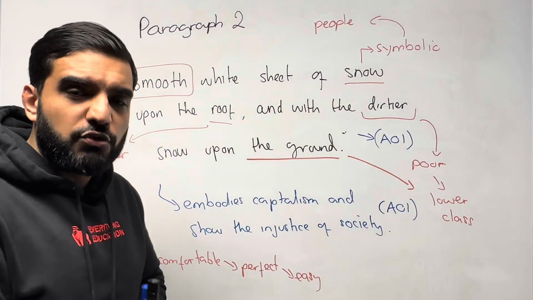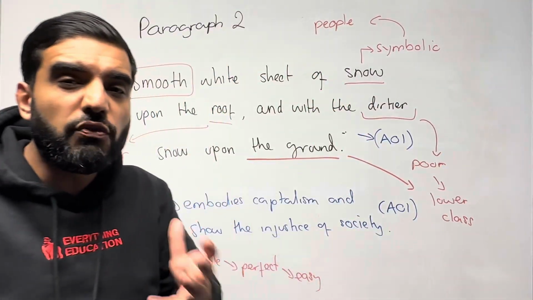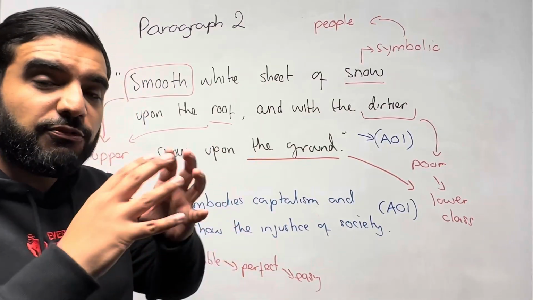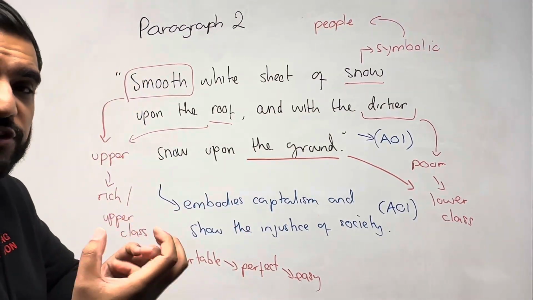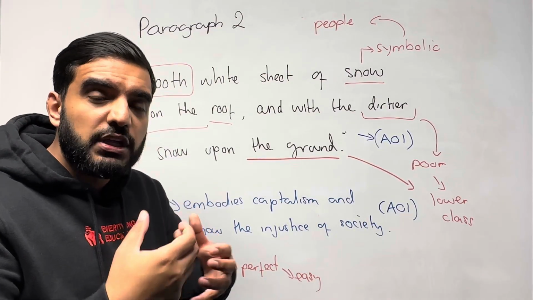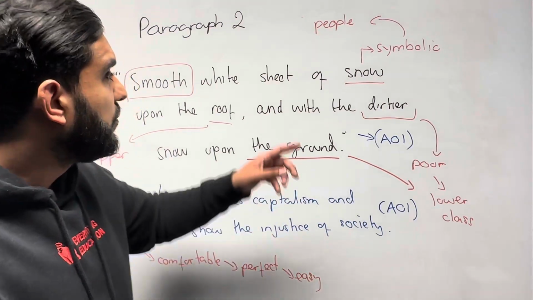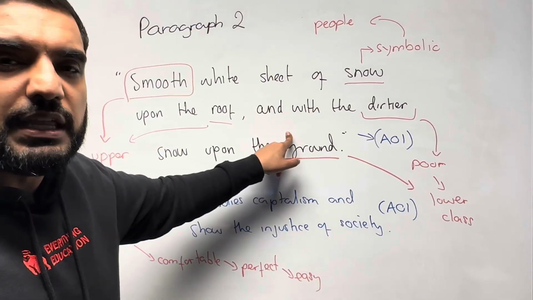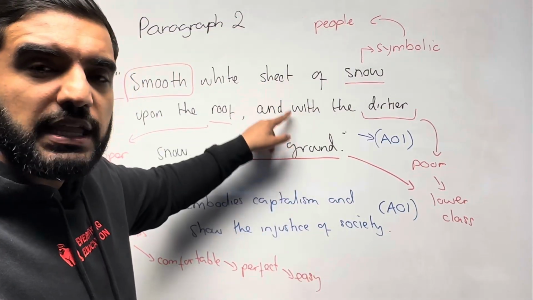Now, of course, guys, this quote is pathetic fallacy. This quote has symbolism. There's a lot of language in this quote. But I really want you to analyze how from this quote, we learn how Scrooge is a character that embodies capitalism. And it is through Scrooge that we learn the injustice of society. Scrooge is the smooth snow upon the roof. The Cratchit family are the dirtiest snow upon the ground. You have to be able to make that contrast.